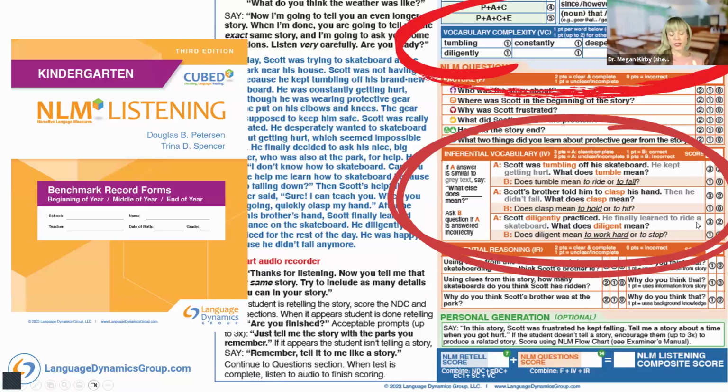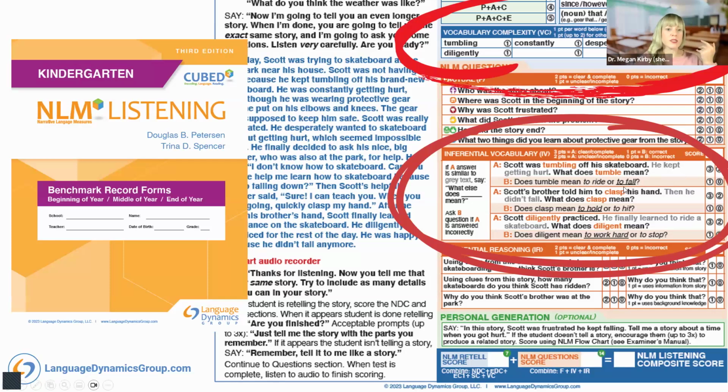Student says, I don't know, or doesn't respond, or gives you an incorrect response. You go to this forced choice, question B. And at that point, if they didn't get a score of 3 or a 2, they can only get a score of 0 or 1. They either get it right or wrong. So does tumble mean to ride or to fall?